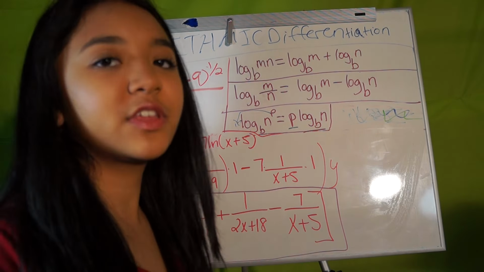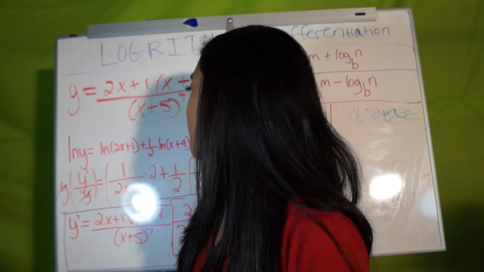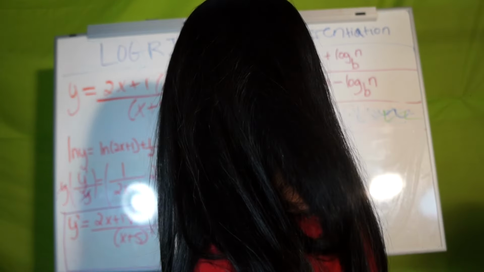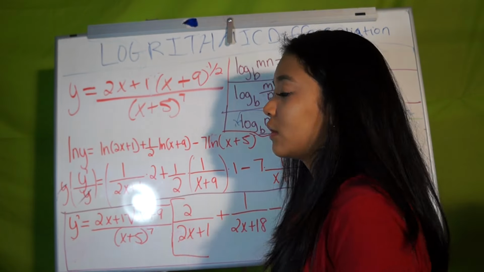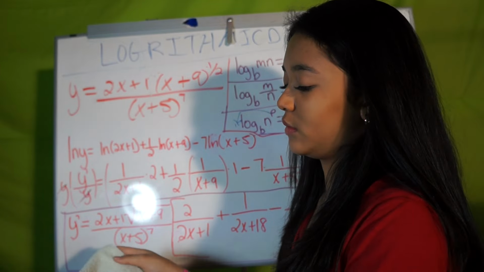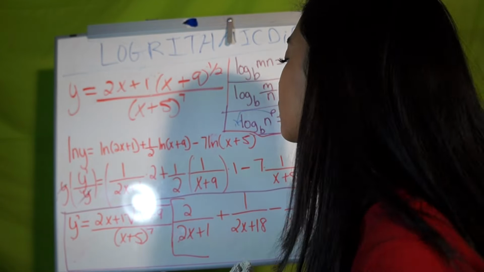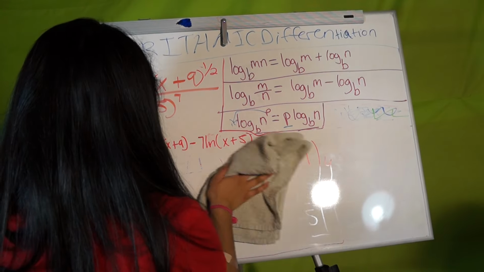And so I want to do another one. I'm just going to erase this, and I'm going to do another simpler one. So yeah, I'm just going to take a towel. I don't have a dry erase marker. I lost it. Just going to erase this.